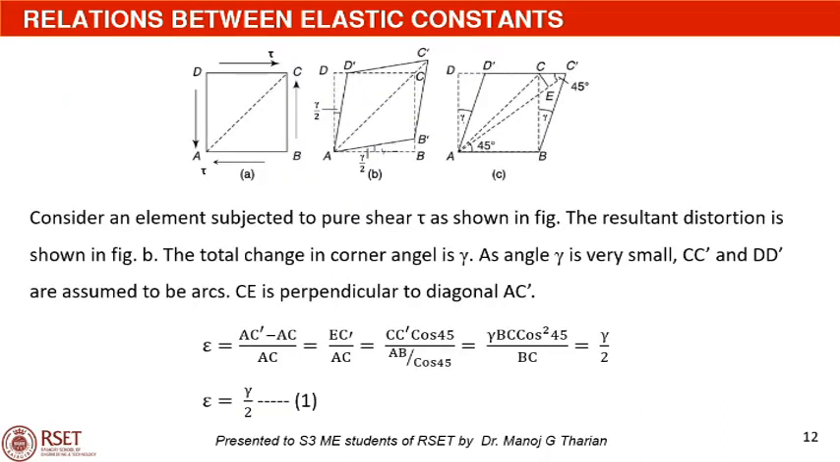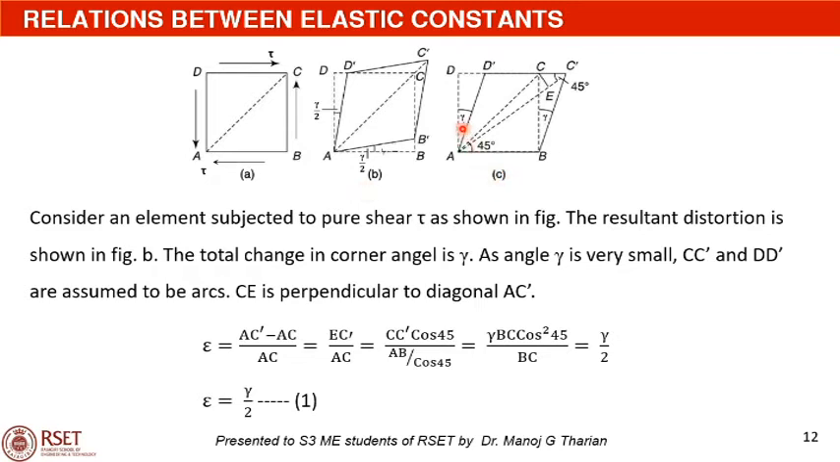We will derive the second relationship between the elastic constants. Consider an element which is subjected to pure shear, as shown in this figure A. The resultant distortion is shown in figure B, which can be drawn as shown in figure C.